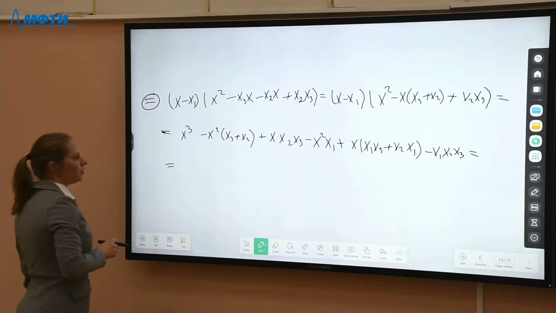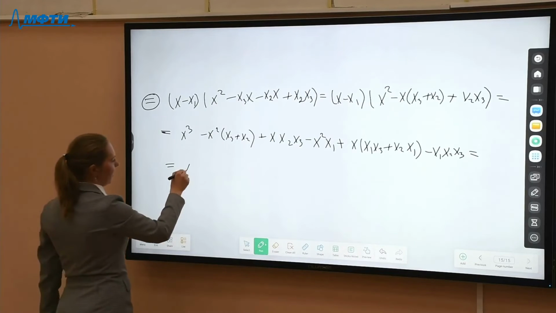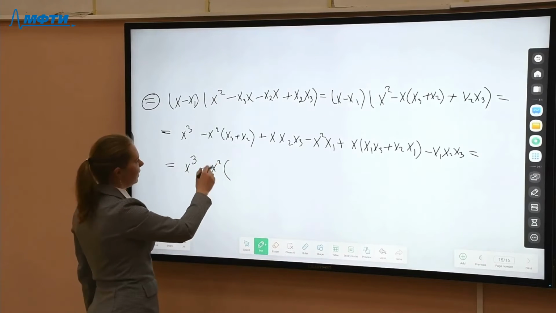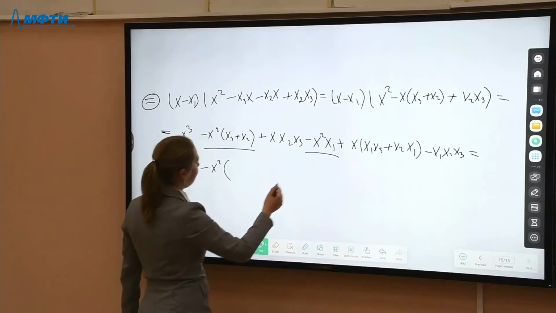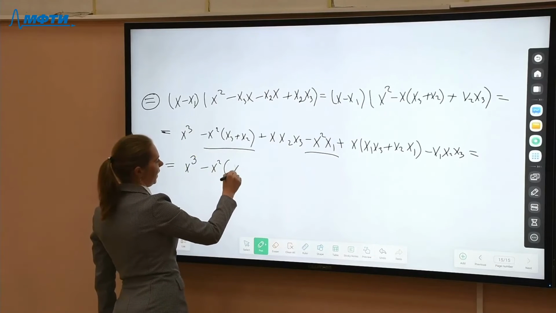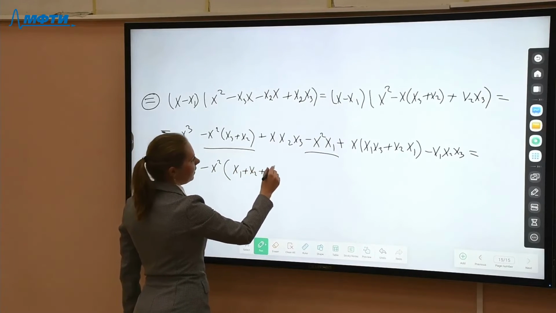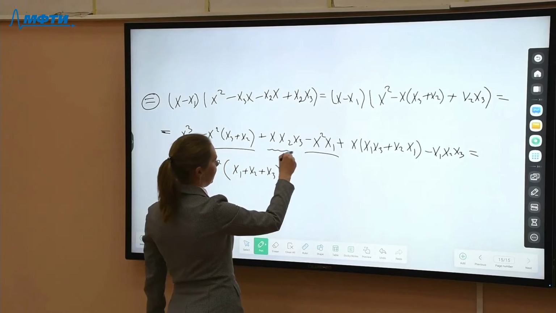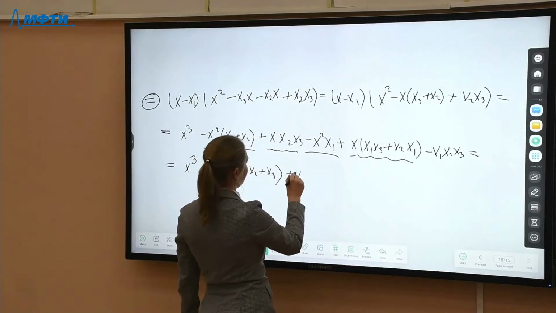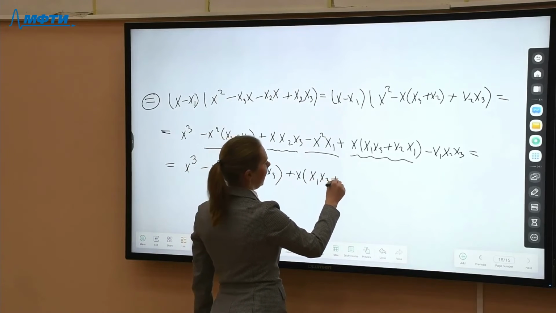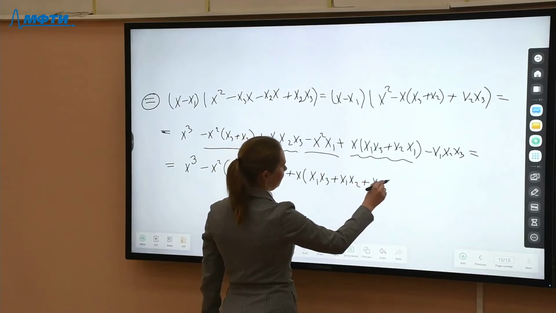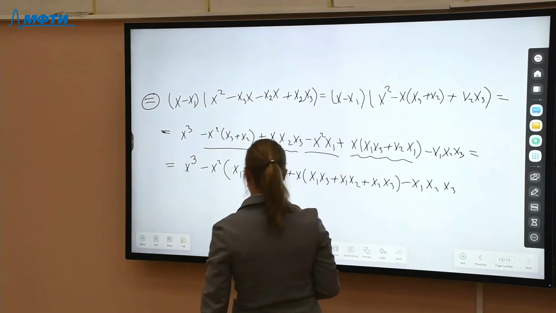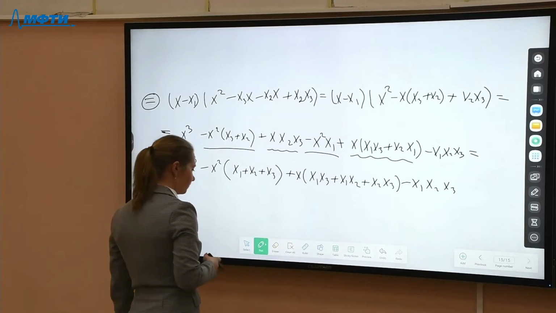So now I want to rearrange the terms. It will be x cubed minus x squared. We have x squared here and x squared here, so inside the brackets we have x1 plus x2 plus x3. Then x: we have x here and x here. So this is plus x times (x1 x3 plus x1 x2 plus x2 x3), and then minus x1 x2 x3. Okay, this is our polynomial.